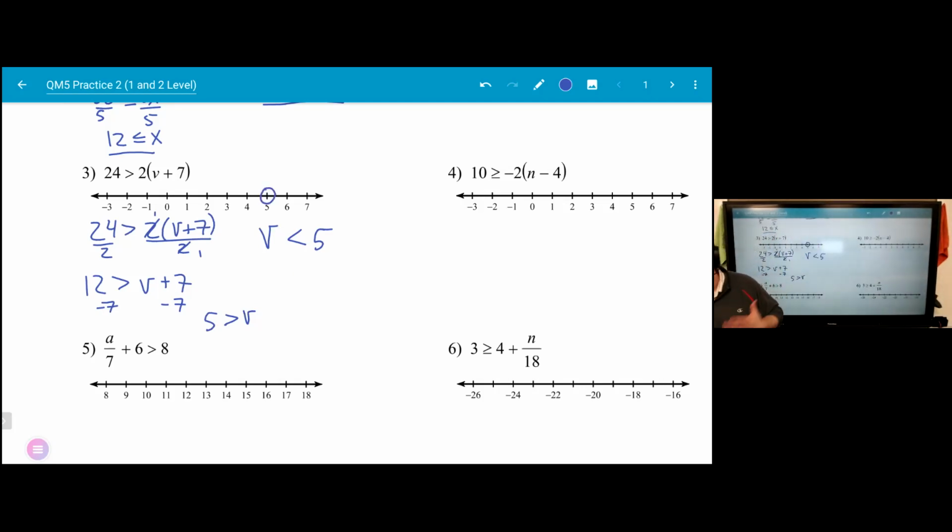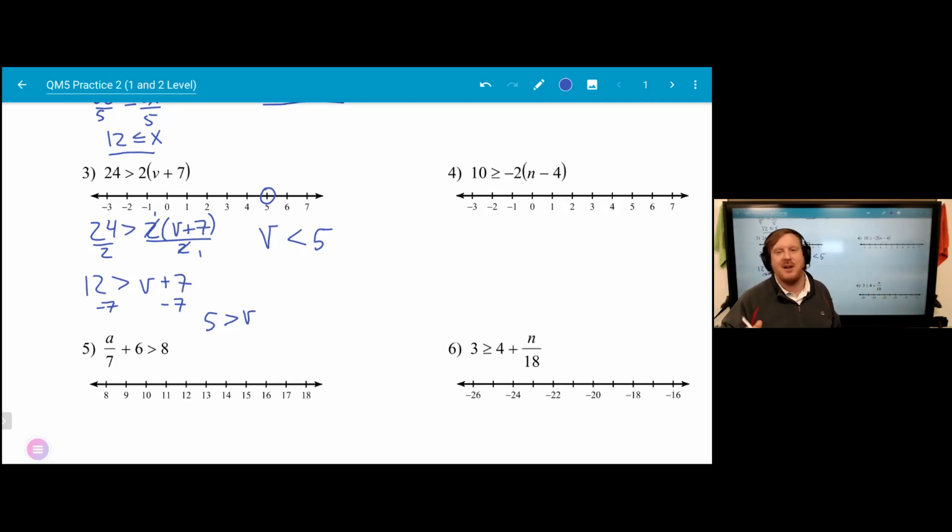Now I need to decide which way I need to draw the arrow. Well, less than 5. V is less than 5. Pick a value and check it. What's a nice easy value to pick, Mr. Raymond? 0. It's a great question.